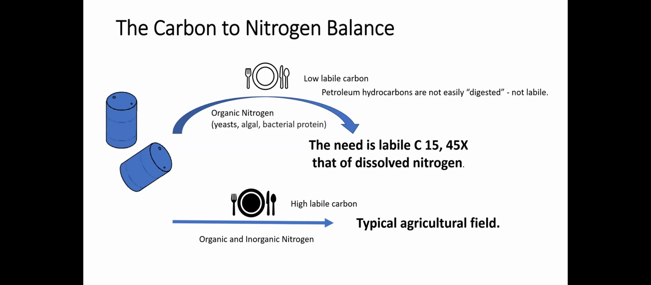Now, this is not usually thought of because most people model what they think they need in nitrogen from agricultural fields, but most of the carbon in an agricultural field is labile. So it's kind of hard to put too much nitrogen, but you can. And you certainly can with biodegradation. So you have to balance the amount of nitrogen you give.